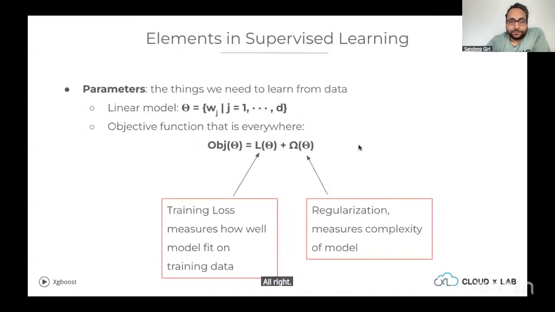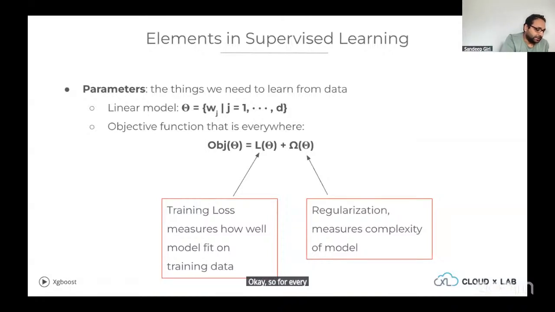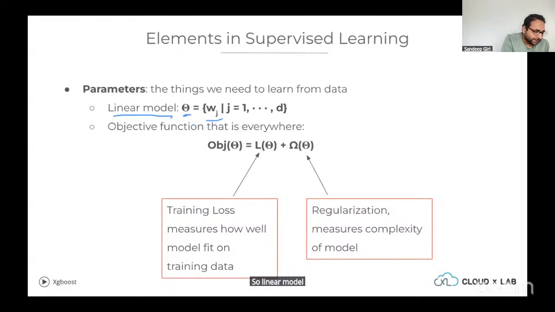So the things we need from the data: usually we define something called an objective function. For every column of the data, we need to find W. Here, this is called the linear model, the same thing we studied earlier. In a linear model, theta is nothing but an array of numbers.